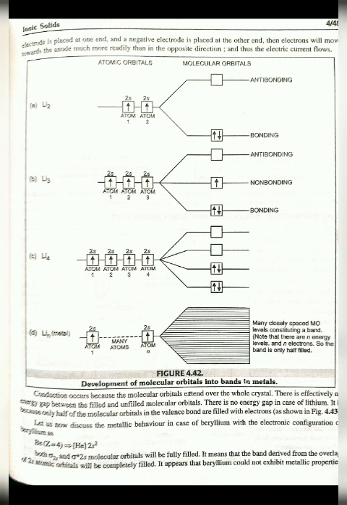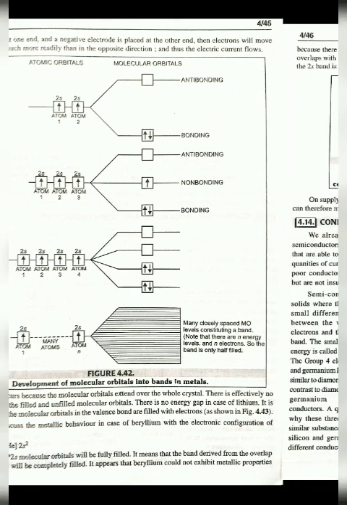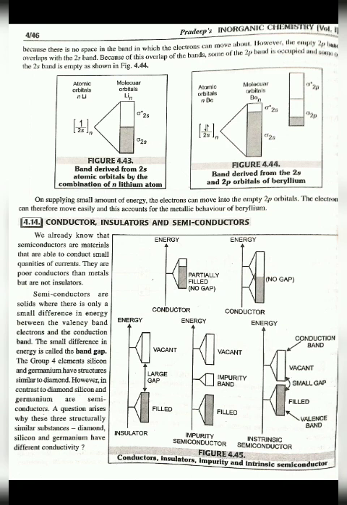4.43. Let us now discuss the metallic behavior in the case of beryllium, with the electronic configuration of beryllium, Z equal to 4, being He 2s2. Both sigma 2s and sigma star 2s molecular orbitals will be fully filled. It means that the band derived from overlap of 2s atomic orbitals will be completely filled. It appears that beryllium could not exhibit metallic properties because there is no space in the band in which the electrons can move about. However, the empty 2p band overlaps the 2s band.